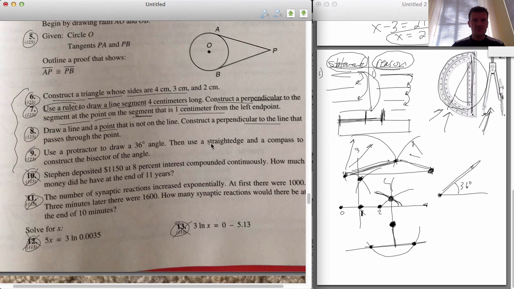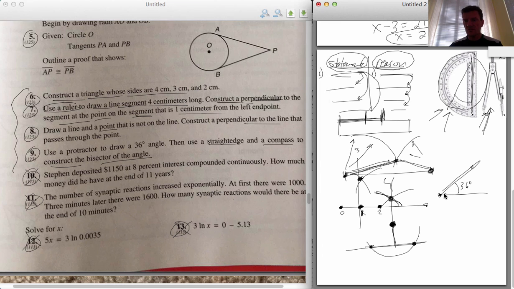Now it says use a straight edge and a compass to construct the bisector of the angle. The bisector of the angle. The bisector is going to go right through the center of that angle, like that.